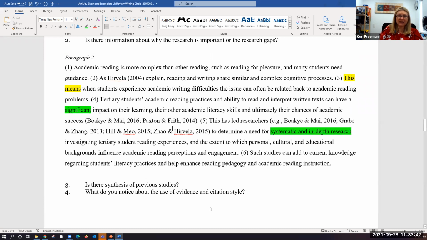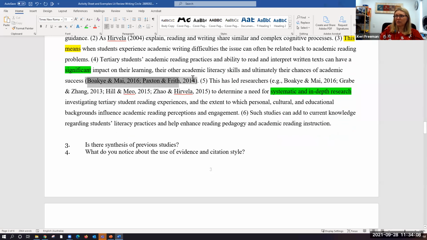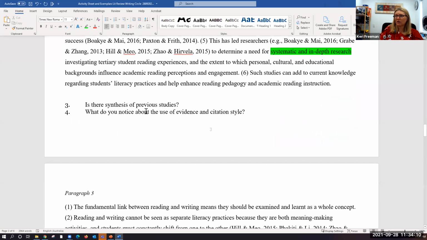Okay, so see how it's setting out, which would be matching the aims, which would have been talked about many, many times previously. So according to all these researchers, we need more studies investigating. So there is the synthesis in there by saying the researchers as a whole. And well, the citation style, it's APA. So notice that it's in alphabetical order there.